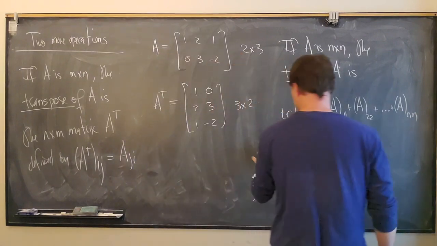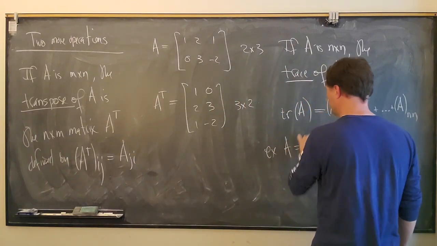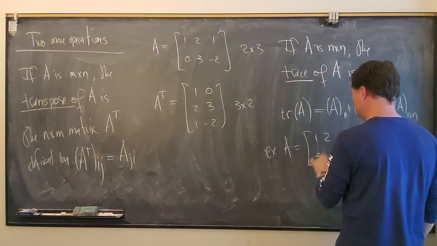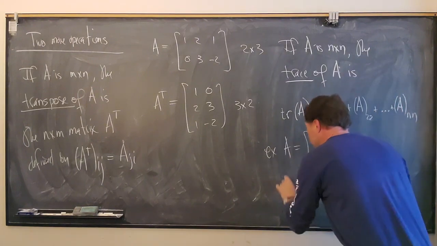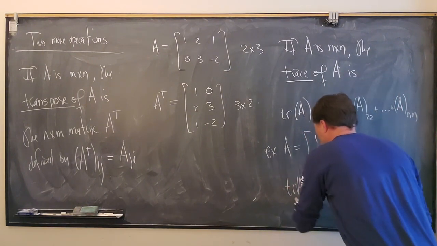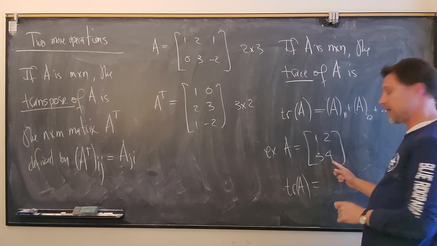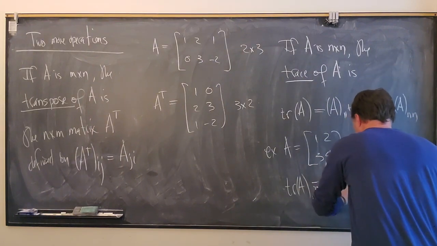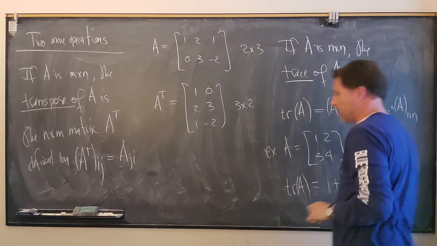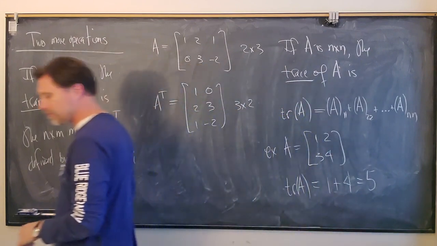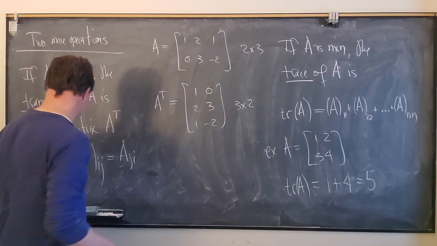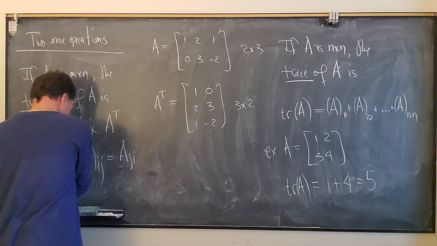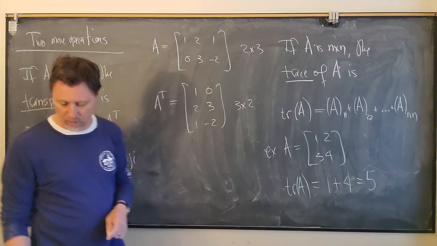So for example, if A is 1, 2, 3, 4, then the trace of A, take the entries along the main diagonal, that's 1 plus 4, which is 5. The trace is not an operation that's going to come up a whole lot in this class. It does come up occasionally, but not too much.